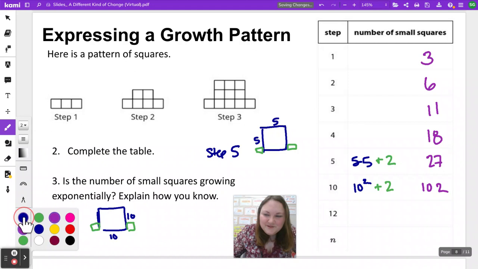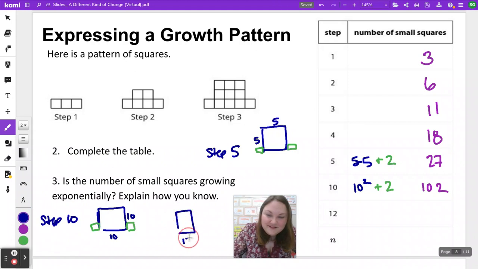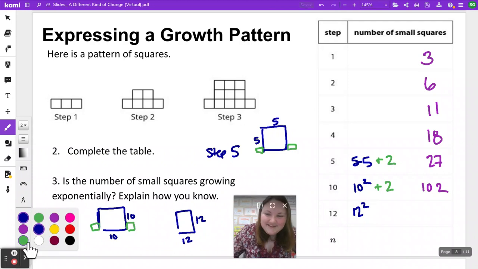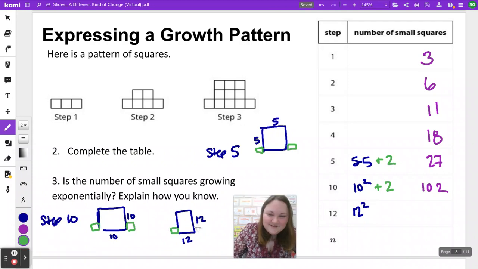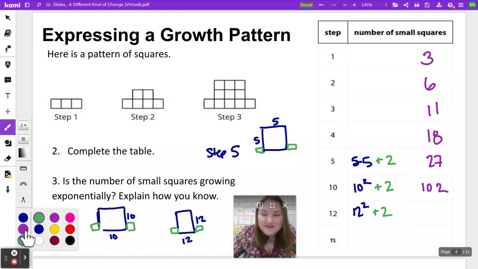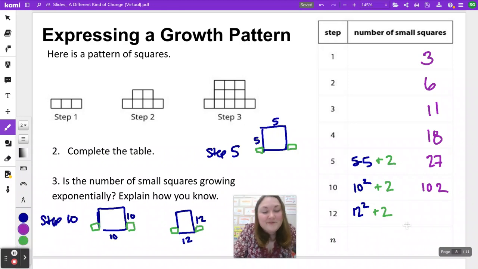Step 12 would be similar, where there would be that big square that is 12 by 12. That does not look like a square. And then I would be adding in the 2 on the ends for our plus 2. And when you do out that math, 12 squared, or 12 times 12, gives you 144, plus 2 is 146.